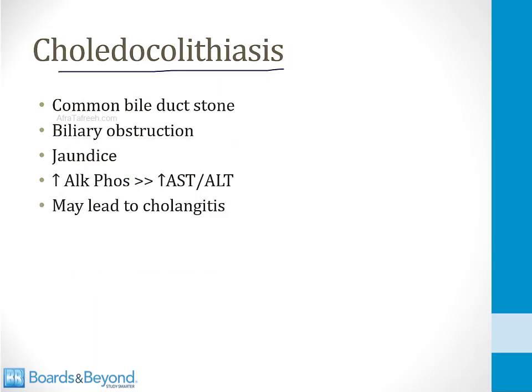Choledocholithiasis occurs when a gallstone works its way into the common bile duct. This results in biliary obstruction and symptoms like jaundice, an elevated alk phos level that is much greater than any rise in AST and ALT, and it can lead to cholangitis, as we'll talk about in a few slides. When bile can't flow through the common bile duct, that allows bacteria to ascend and infect the biliary tree.